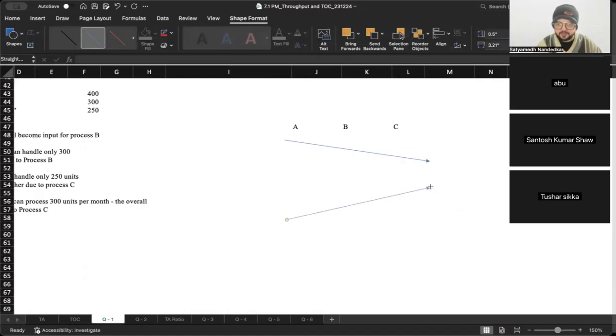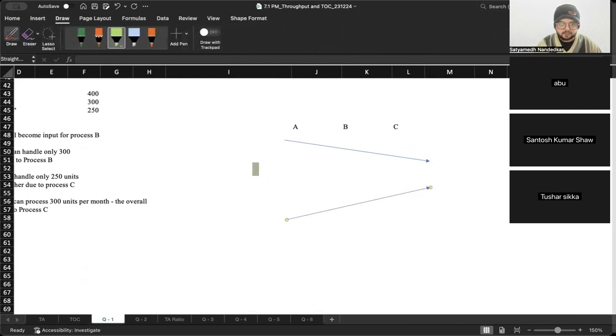You see this? A can do the most, 400. A can make these many units. A is okay. A doesn't have a problem. After A, you have process B. B slows you down even further.